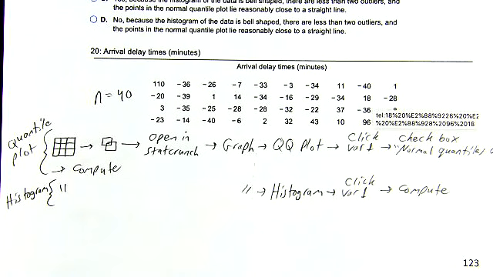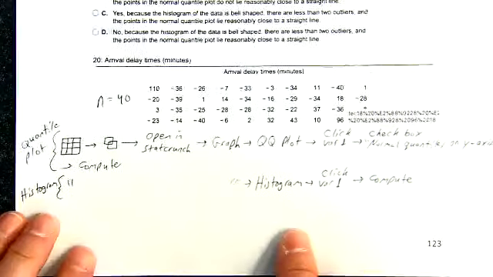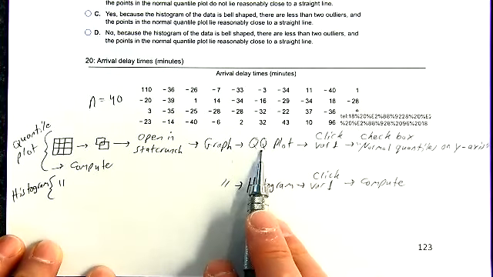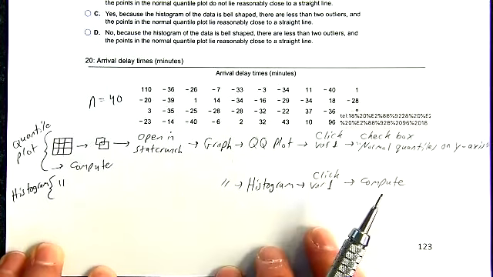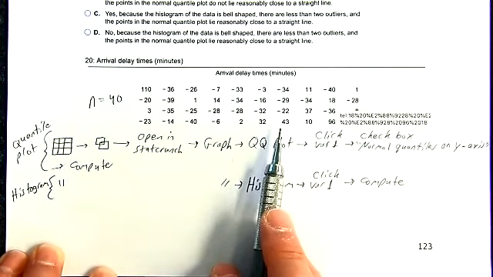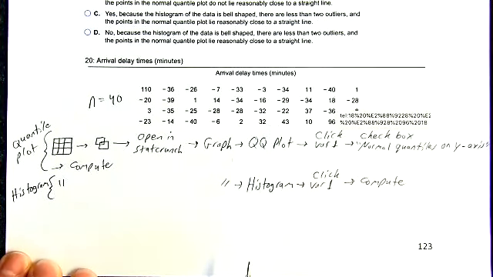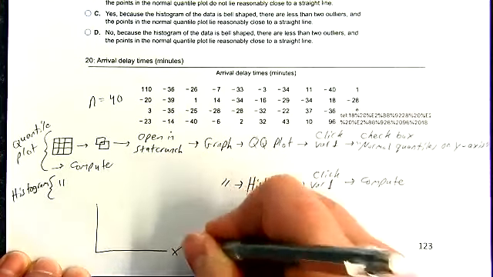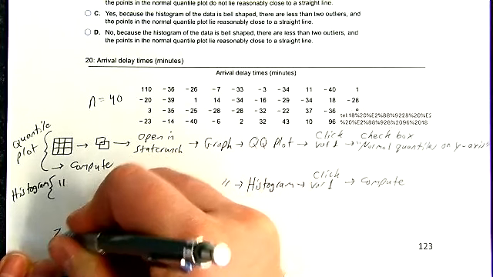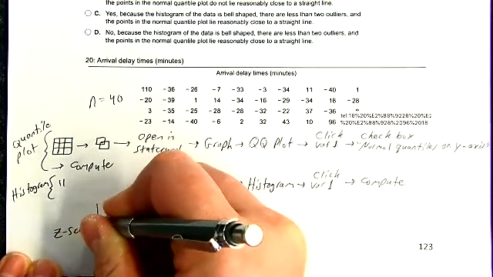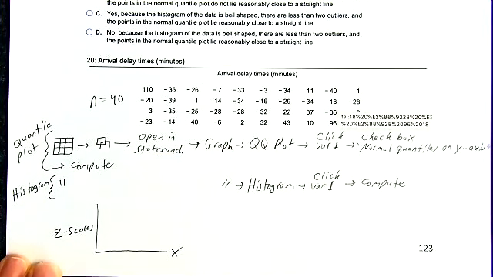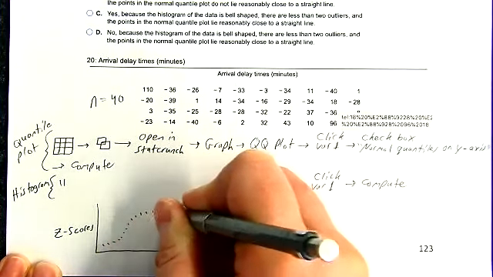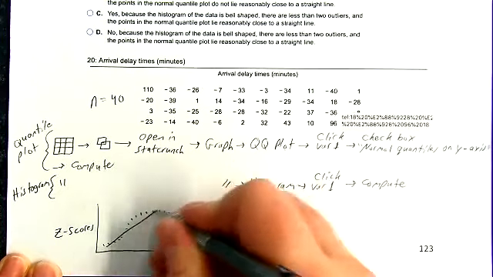Okay, so for this one, they want both pictures, the QQ plot or the quantile plot and the histogram. And for these numbers, here's what it would look like. So the QQ plot would look like this. X, z-scores. And it'll show like a straight line that goes like that.